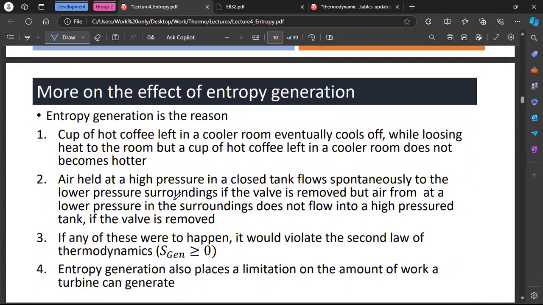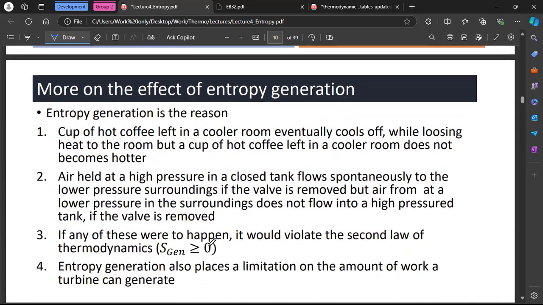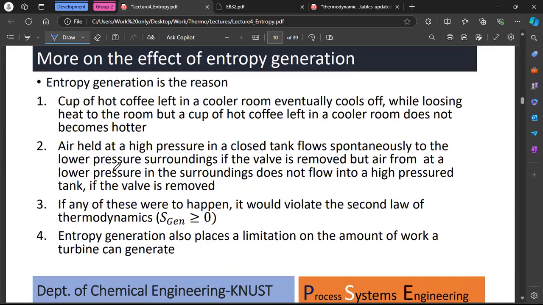Okay. So these are examples of the effect of entropy. So remember we said over here that it can occur in a certain direction only. You're going to see examples of that. So if I have a cup of hot coffee and I leave it in a cold room, the cup will eventually cool off, right? It will lose heat to the room. But then if I have a cup of hot coffee left in a cold room, the cup of hot coffee cannot become hotter, right? We can't leave it just there and then have heat moving from the cold room to the cup unless we intentionally force something. Is that okay?